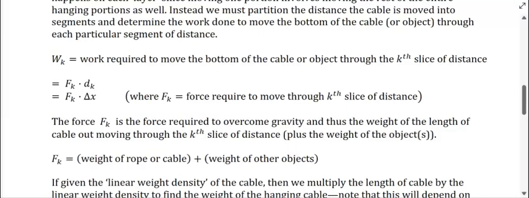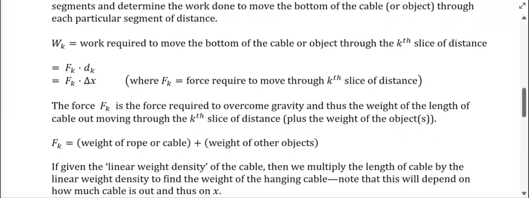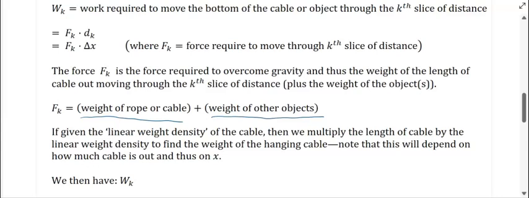So it's the weight of the length of the cable that's out there plus any other objects. So it's going to be the weight of the rope or cable plus the weight of other objects. This is just a note, but a lot of times in these problems we're given the linear weight density. So we're going to take that linear weight density and multiply it by the length of hanging cable, and that will depend on how much cable is out, and therefore that's going to depend on x.